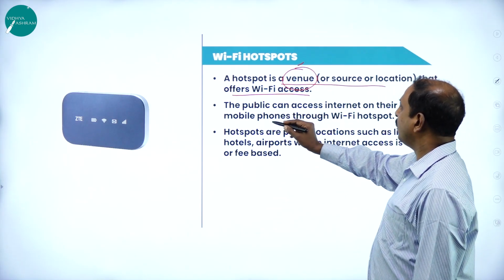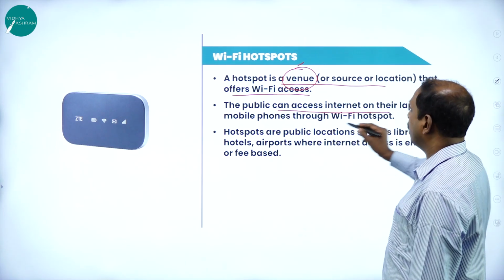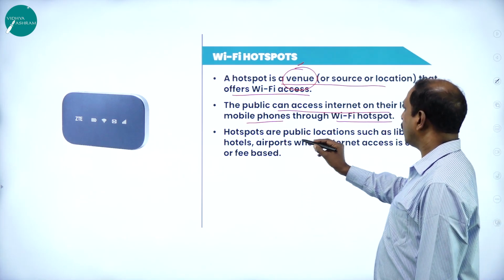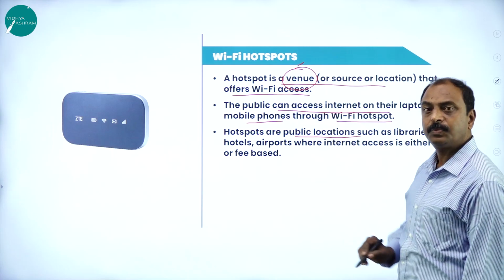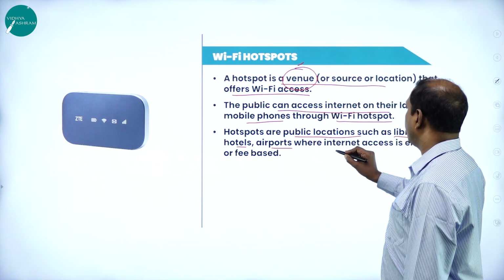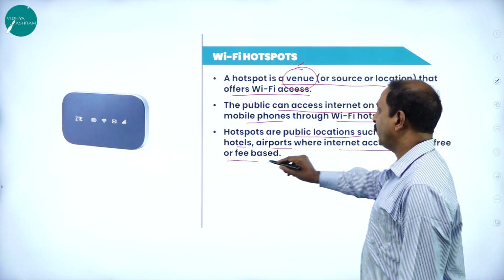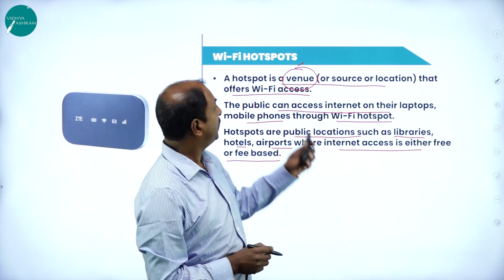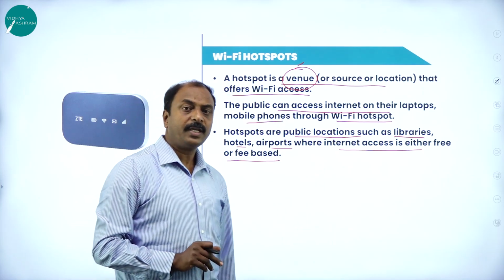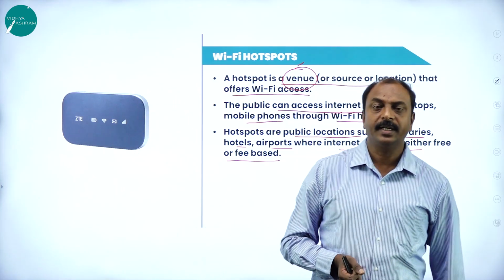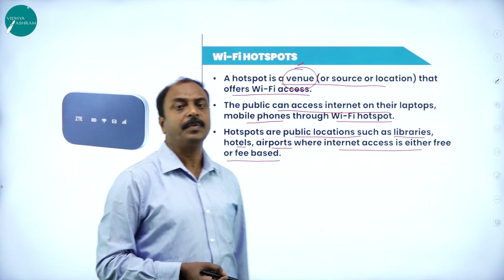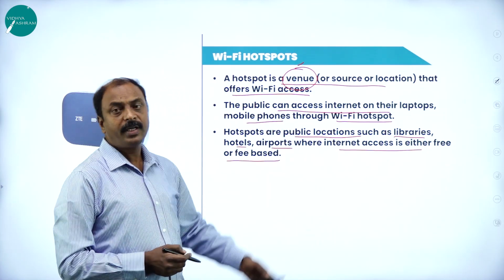Here the public can access the internet on their laptops and mobile phones through a Wi-Fi hotspot. Hotspots are public locations, as I told you in the first point. Locations such as libraries, hotels, airports, where internet access is either free or fee-based. So a hotspot is a location or a place where anyone can access the internet, maybe free of cost or with minimal fees. So this is a Wi-Fi hotspot.